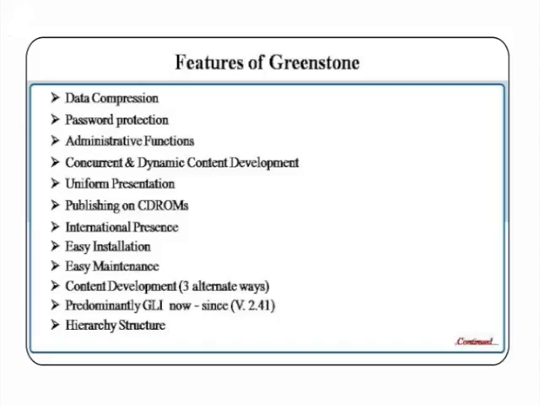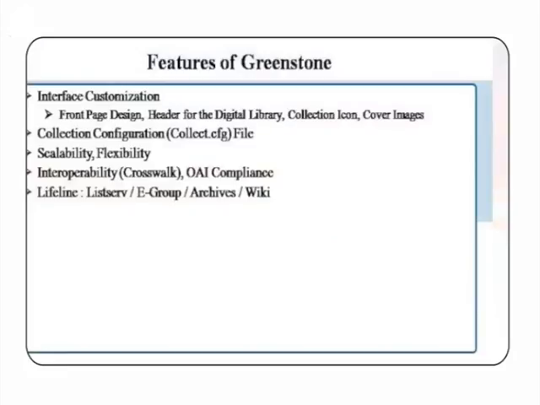Now it is called through GLI since version 2.41, and hierarchy of structure. There is interface customization, that front page design can be changed, the header of the digital library collection can be changed to suit an appearance which you like for your institute. And every collection can have an icon and a cover image. A book can have the title as an image, title page as an image.